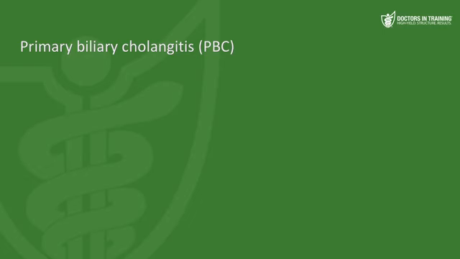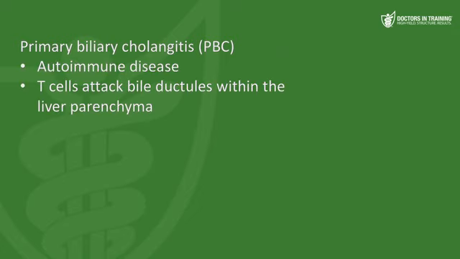As mentioned, this used to be called primary biliary cirrhosis, but the newer preferred name is primary biliary cholangitis. You might see either name or both names on your exam. PBC is an autoimmune disease where you have T lymphocytes infiltrating in the liver that subsequently attack the small bile ductules within the liver parenchyma. This causes granuloma formation seen on liver biopsy very commonly.